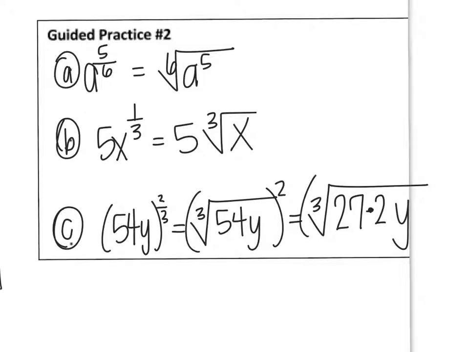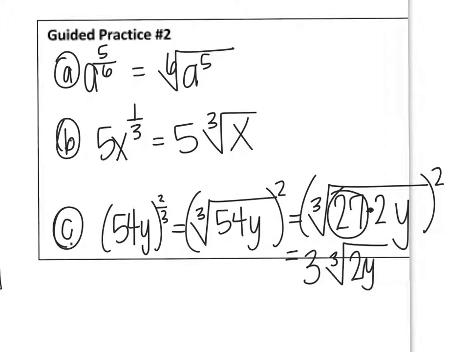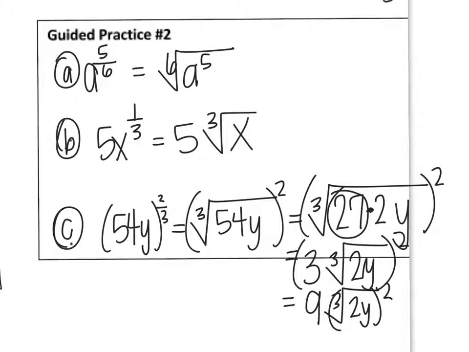So we're going to rewrite it like that. Then we're going to take the cube root of 27, which is 3. Then we got to square the whole thing, and we get 9 cube root of 2y squared. You could actually even simplify that further and square the stuff underneath the radical and make it 4y squared underneath the radical. That's a simpler answer.